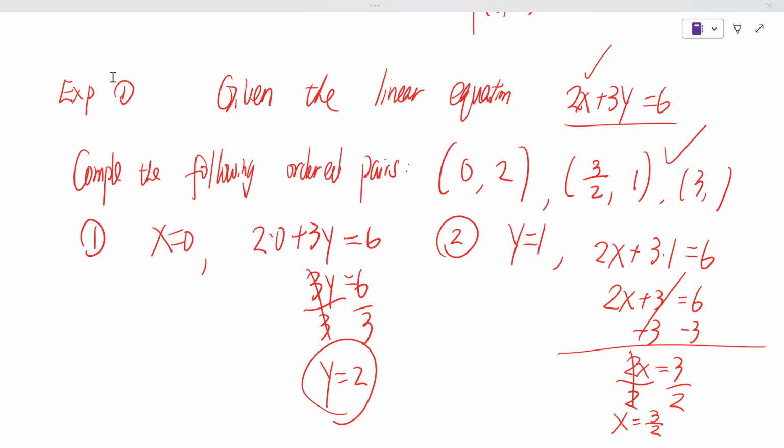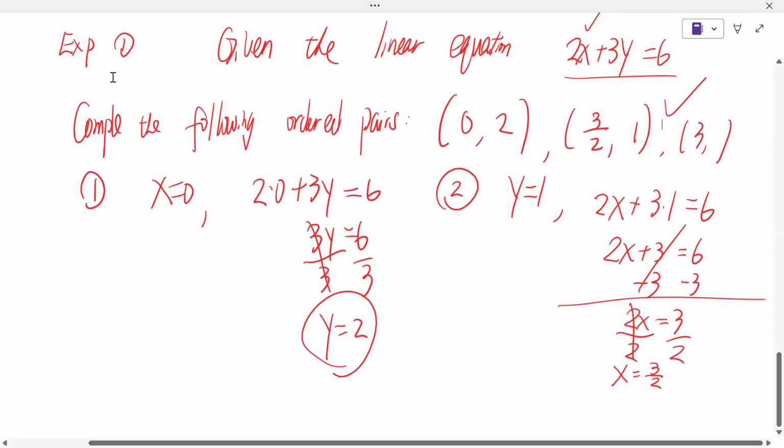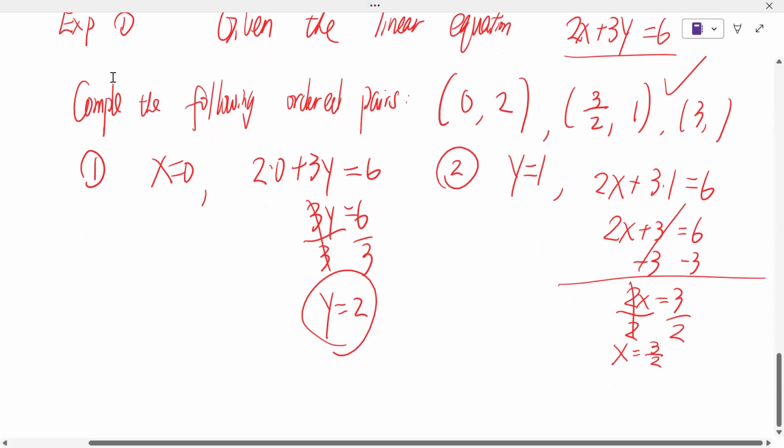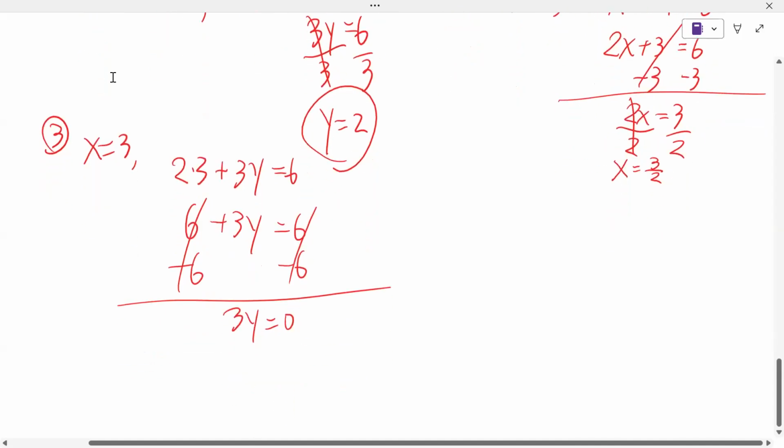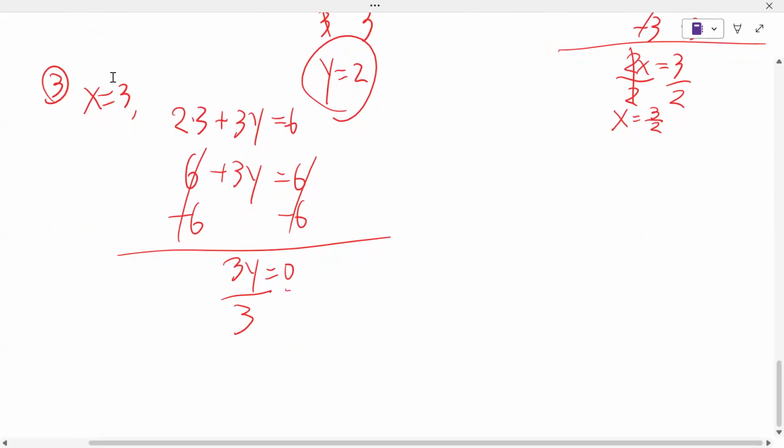All right, let's go over the solution. For the third one, you replace x with a 3, right? And then solve for y. The third one, x equals 3. And we get 2 times 3 plus 3y equals 6. So 6 plus 3y equals 6. Subtract 6 from both sides of the equation. Both become 0, 3y equals 0. Now we divide both sides of the equation by 3. Now y equals 0.